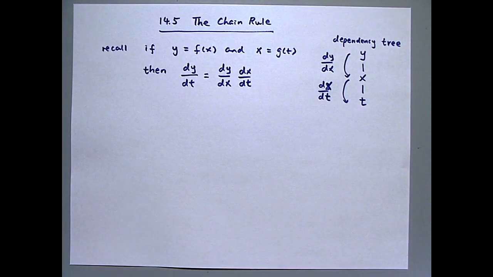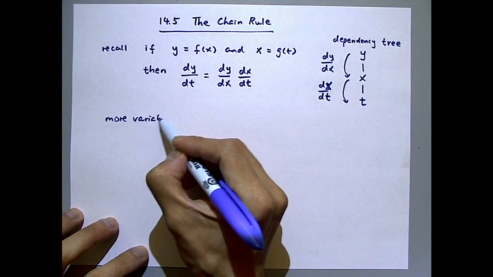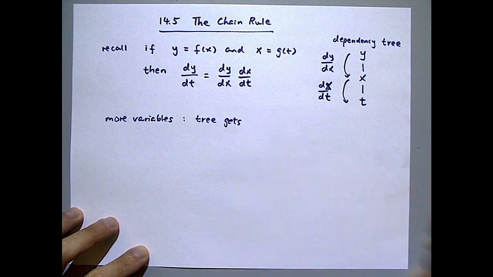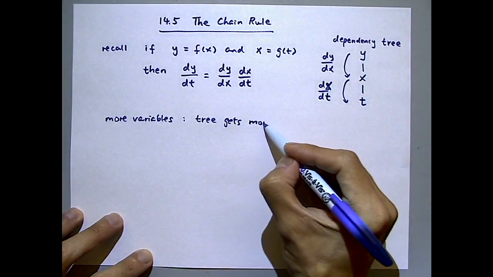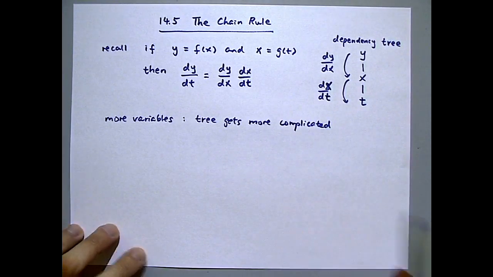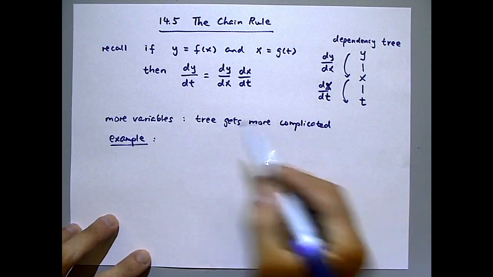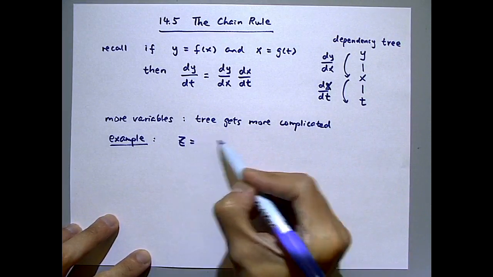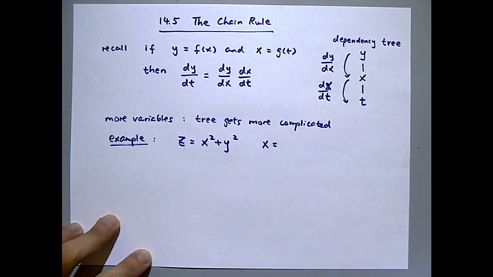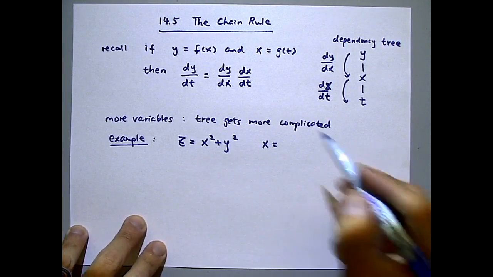Okay, now let's look at what happens when we have more variables. The first thing that's going to happen is that the tree gets more complicated. And you'll see how we deal with that. Let's say that z is equal to x squared plus y squared. But each of these variables, x and y, really is a function of another variable. Let's call that t again.